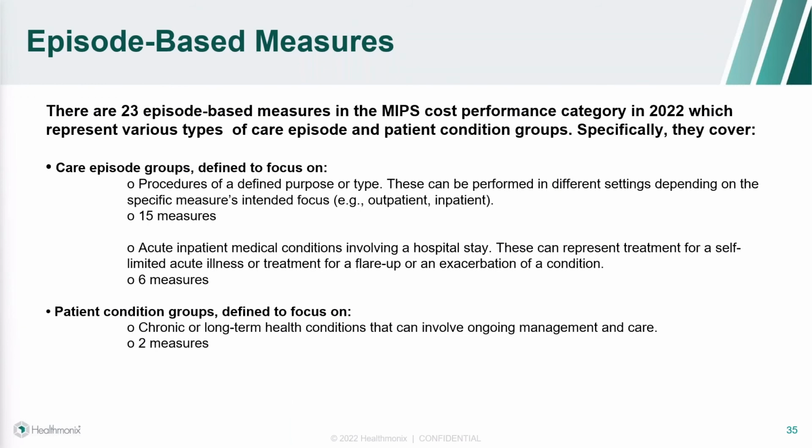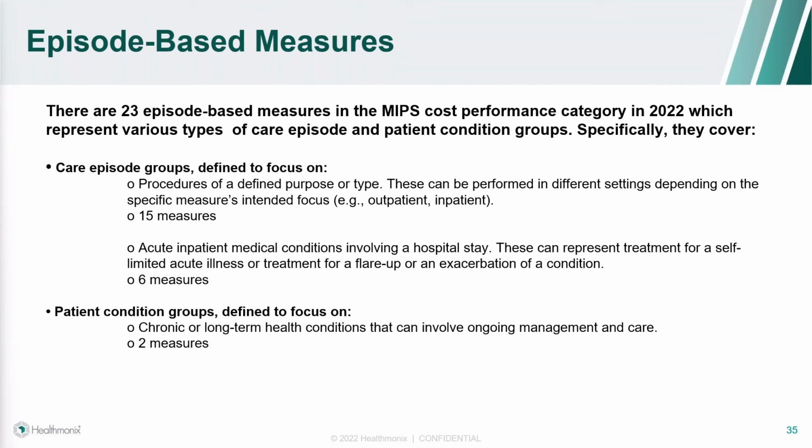So then on top of the 2 population measures that we just talked about, there are these episode-based measures. There's currently 23 of them. They fall into 3 different groups. There's procedural ones, which again are based on individual procedures that are done. They can be inpatient, or some of them are outpatient, some of them are both. So you really need to look at the specs again to understand how these measures are triggered and then how they are attributed to individual clinicians.